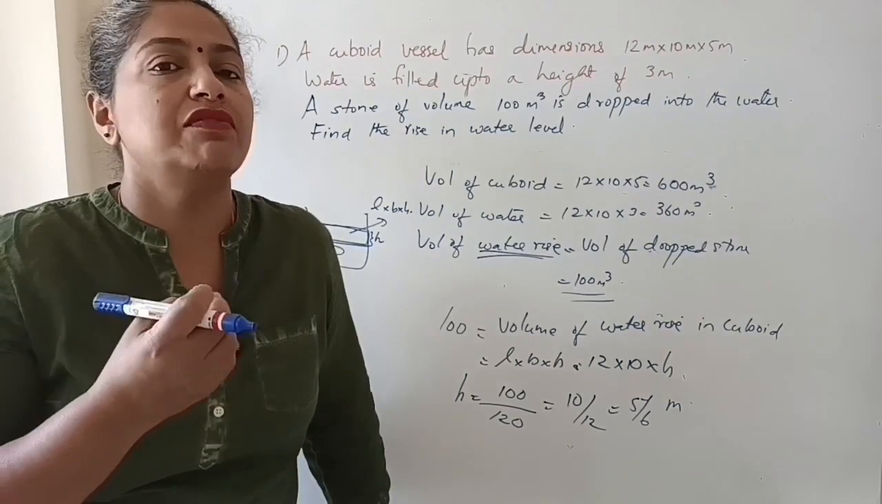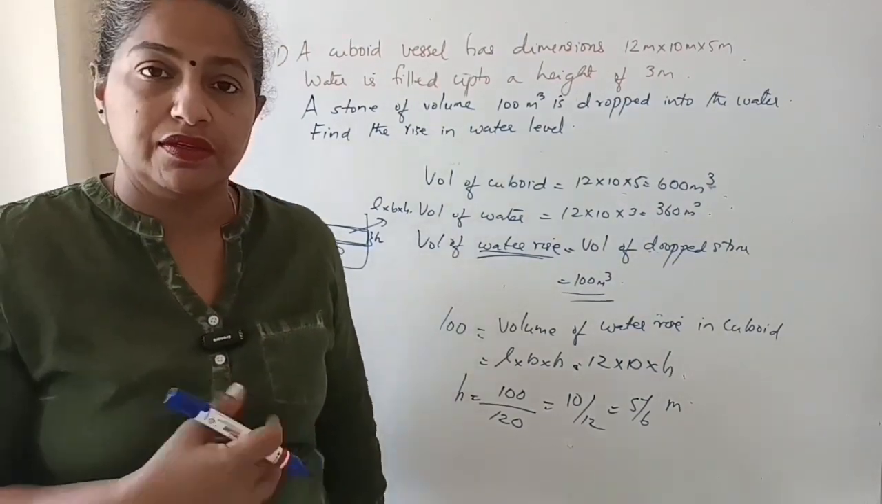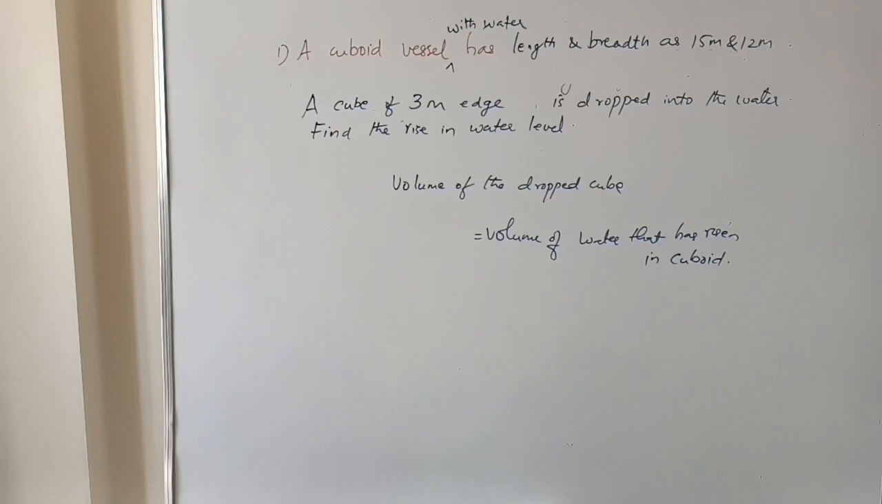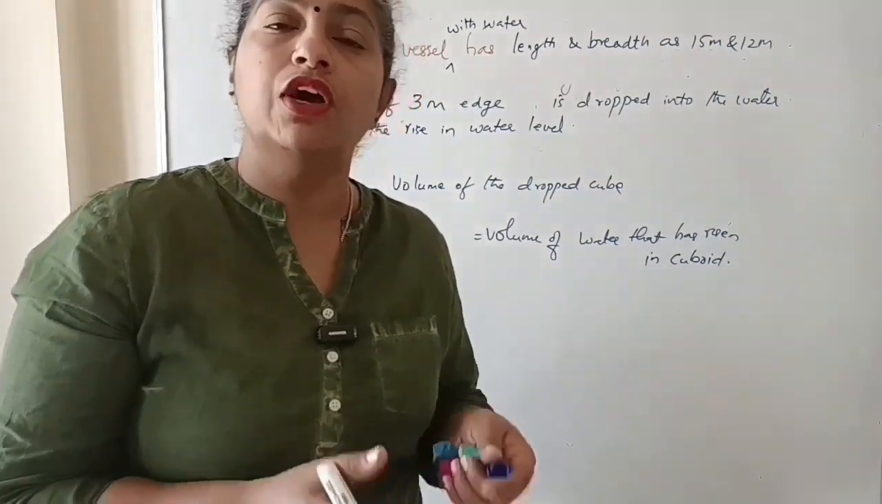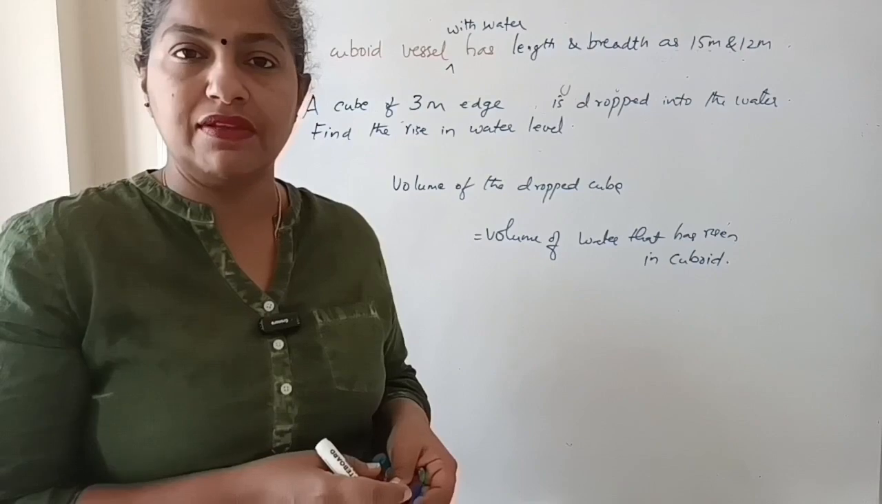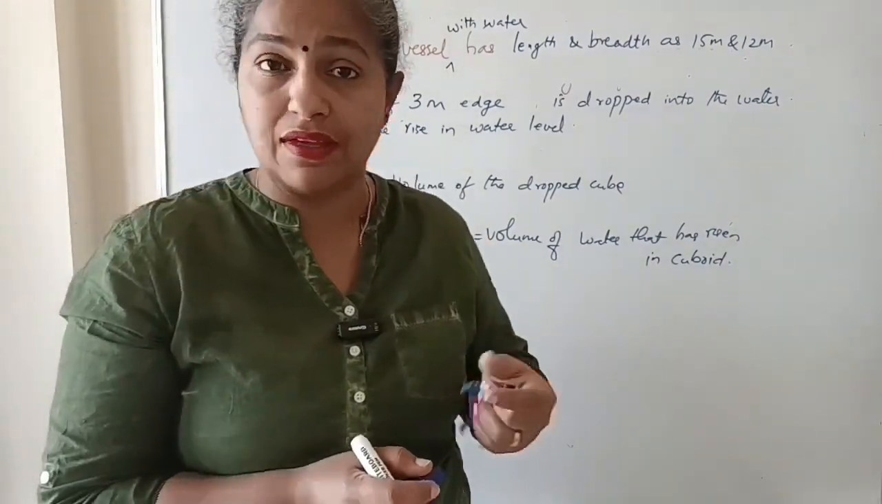So let us move on to a sum with proper values so that you get a proper answer for the height. Okay. A cuboid vessel with water has length and breadth as 15 meters and 12 meters. A cube of 3 meter edge is dropped into the water. Find the rise in water level. So here they have not even given the height of the cuboid vessel. The reason being we don't need to find the volume of the cuboid or the volume of the water existing inside the cuboid. We only need to find by how much height the water has risen.